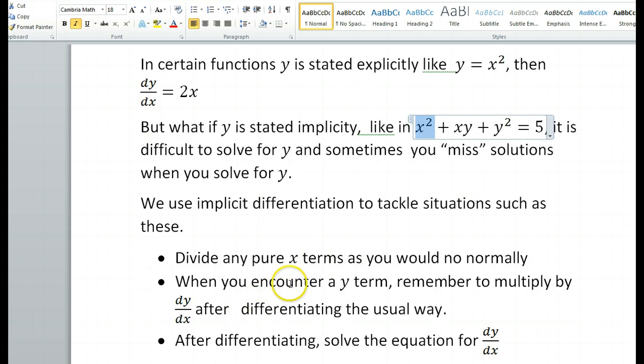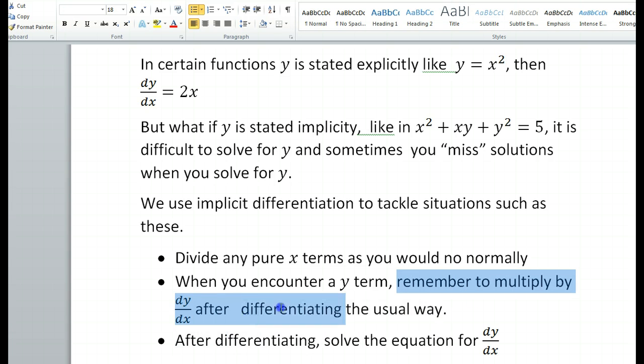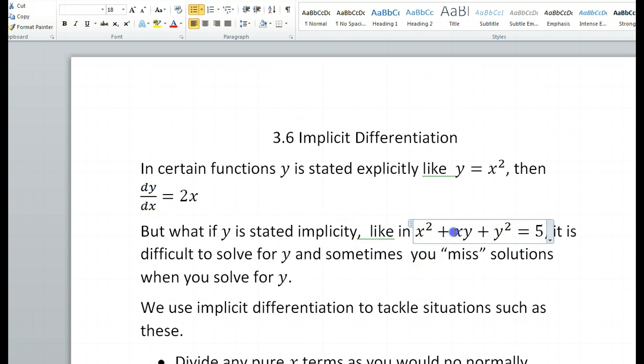But whenever you encounter a y term, you should remember to multiply by dy over dx after differentiating the usual way. There are two y terms here, but just for convenience, let's take this one. This is a y term by itself, so you differentiate it the normal way, so y squared becomes 2y, but you remember to multiply by dy over dx. Really, we are using something like the chain rule. When you differentiate an x squared thing by itself, you just differentiate. When you differentiate a y squared, you then multiply by dy over dx.